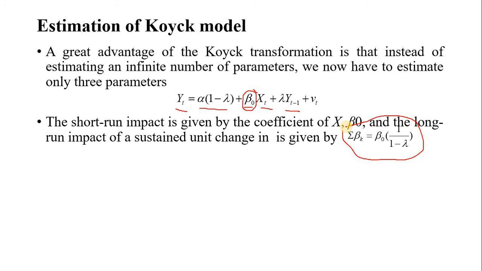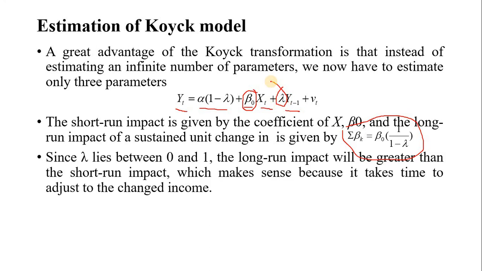Then how can you find out the lambda value? From this you can find out this lambda value. Since lambda lies between 0 and 1, the long run impact will always be greater than that of the short run impact.